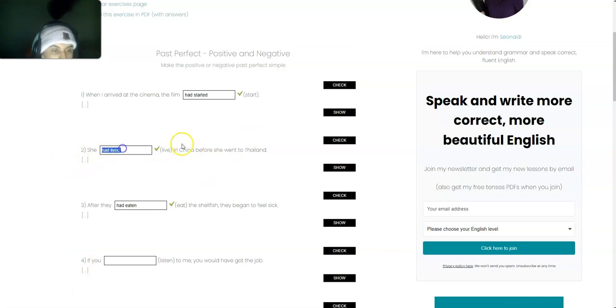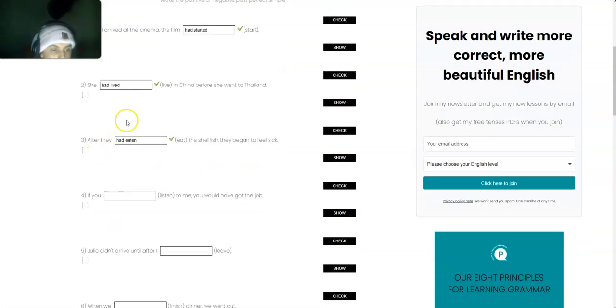And the second: she had lived in China before she went to Thailand. And the third, you can see a change: the "-ed" is different, and the "-ed" is replaced by "-en". This is one of the most difficult verb tenses, because it's important that you know the verbs in past participle to form different sentences or paragraphs that you can use when you want to talk with someone. And it's important.